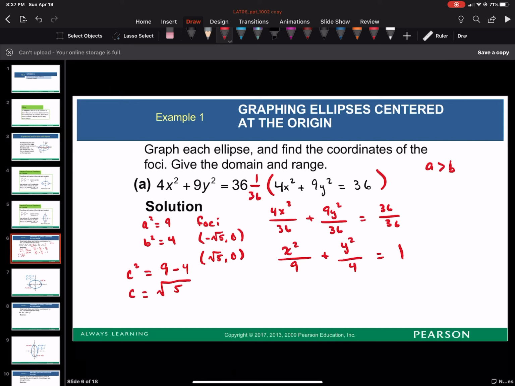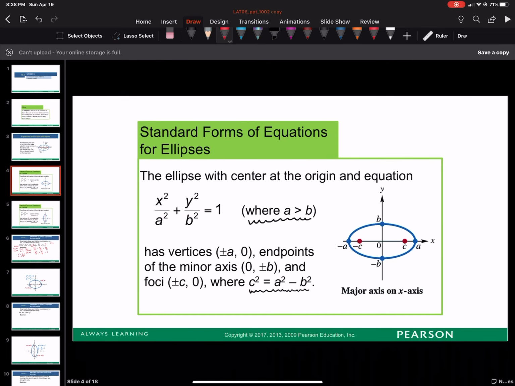What about my x-intercepts or my vertices? If we were to write it out, it would be what? Negative 3, 0, and what? 3, 0. These are the vertices on the major axis. What else do we need? Let's go back and look.